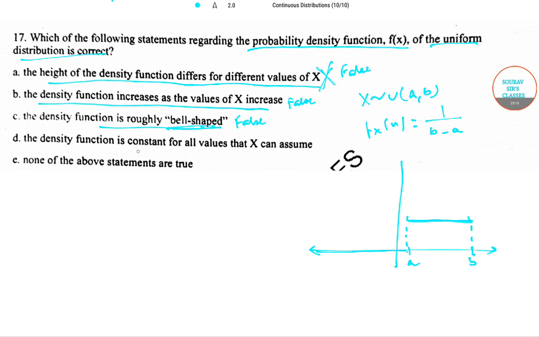Option D, the density function is constant for all values that x can assume. This is true. Now we see for all values between a and b, this density function is constant. Thus option D is true. Option E, none of the above statements are true. This is false because option D is true. Thus option D is the correct answer.